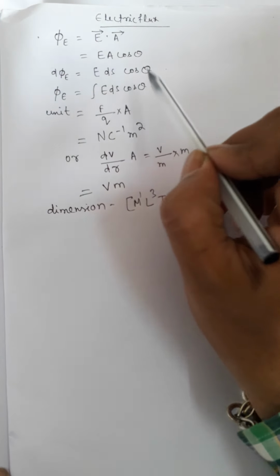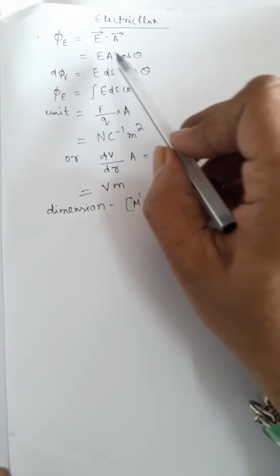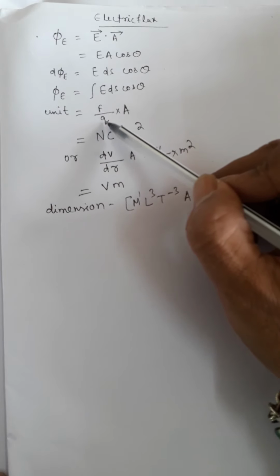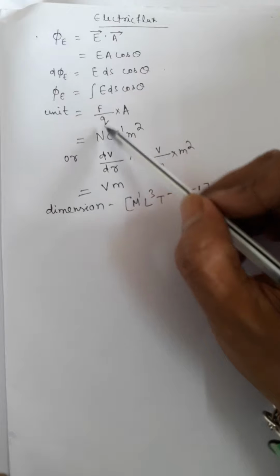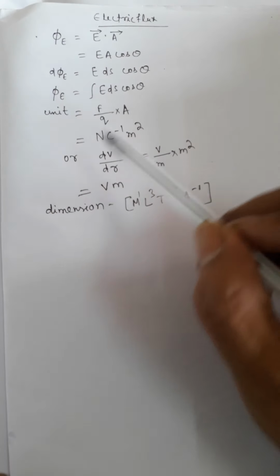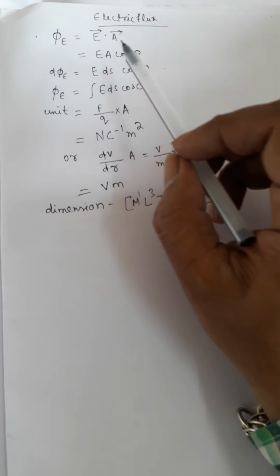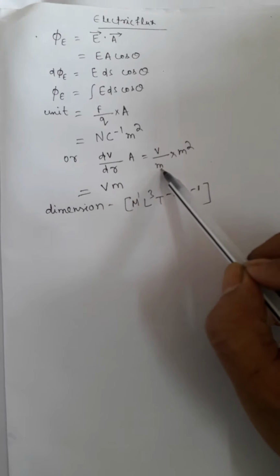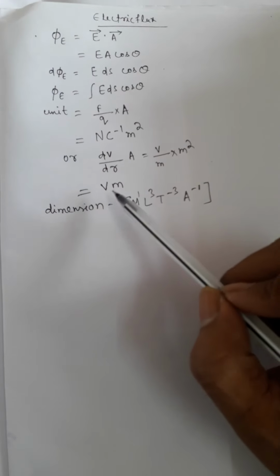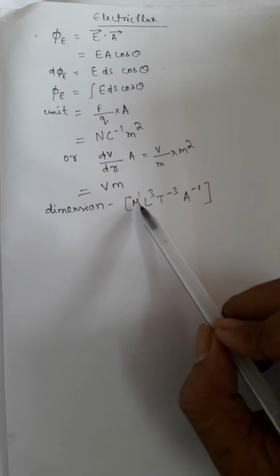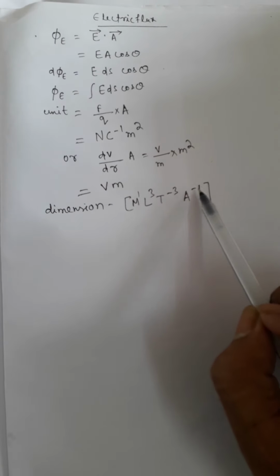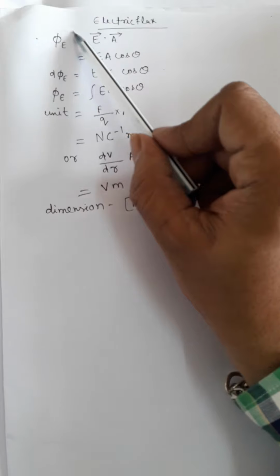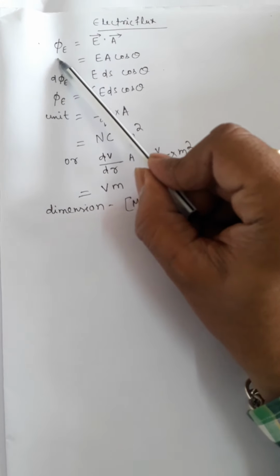integration of E ds cos theta. For the unit of electric flux, instead of E, the formula is force per coulomb, F by Q, and this is area, so it will be Newton coulomb inverse meter square. Or since we know E is equal to dV by dr and this is A, it will be volt per meter into meter square, that is volt into meter. The dimension of electric flux is M1 L3 T minus 3 A inverse, and flux is a scalar quantity, it has no direction.